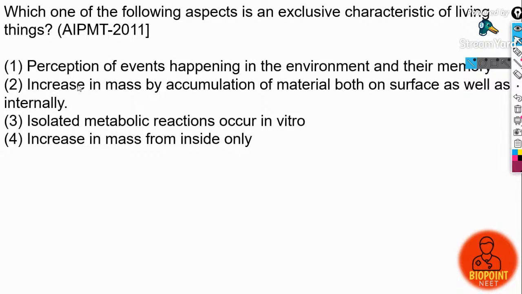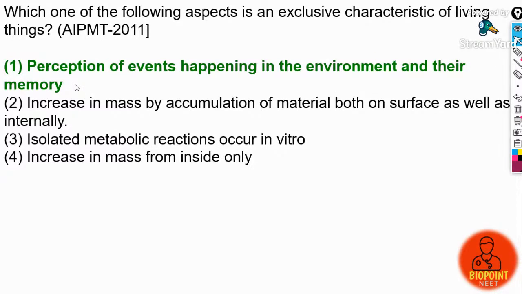Shraddha, Nila, everyone is commenting option one, that is perception of events happening in the environment. So let's check. Exactly, that is the correct answer. Very good, guys. Perception of events happening in the environment and their memory is an exclusive characteristic of living things that we have named as consciousness. Clear with that?